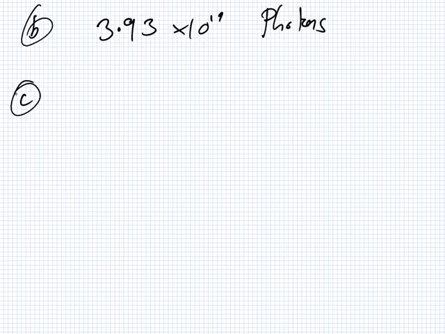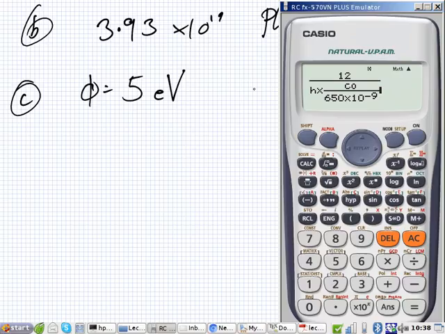Maybe. Because we need to check that there's enough energy in the photon to free it. So, what did I say the work function was? 5 electron volts. Yes. Now, if I just go back here, let me get the energy in one photon. This is the energy in one photon. Let's convert that into electron volts. This is the energy in one photon, 1.9 electron volts.